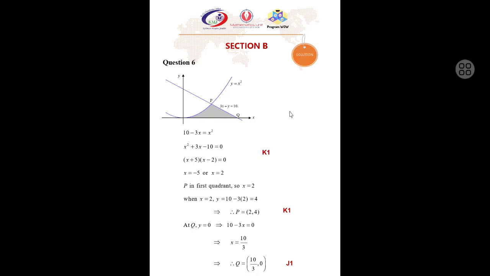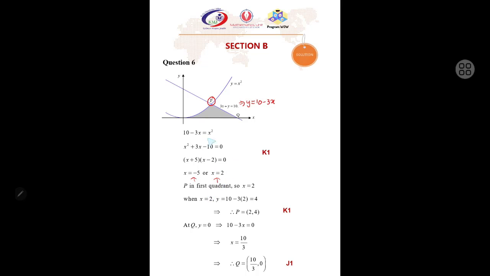For question 6, okay, they want you to find the coordinate of P and Q. So to find the coordinate of P and Q, first for point P, you need to equate these two functions. So y equals x squared, you must equate with 3x plus y equals 10. Okay, first change this equation y in terms of x, so y equals 10 minus 3x. You equate these two functions, so x squared equals 10 minus 3x, okay.